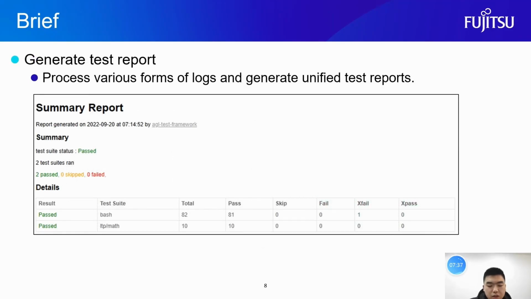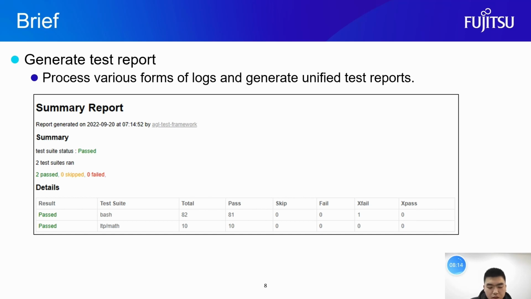After the AGL test finishes running, it generates two types of reports: the overall report and the single test suite report. First, let's look at the summary report, which summarizes the test results across all test suites. An example of a summary report is shown in the figure. The first part consists of the summary report title and the time that the report was generated.